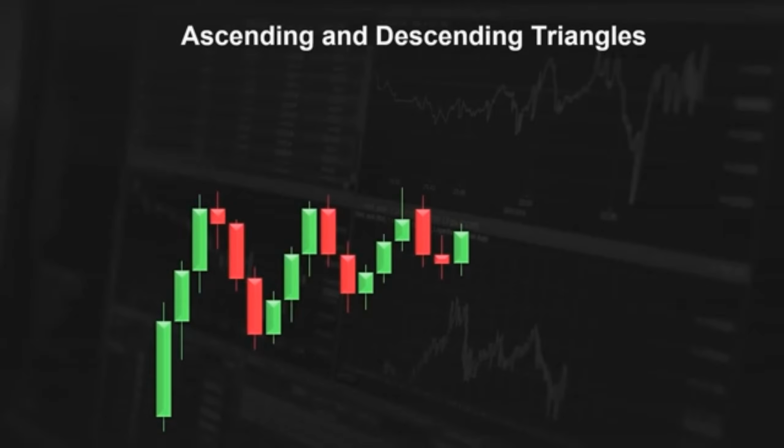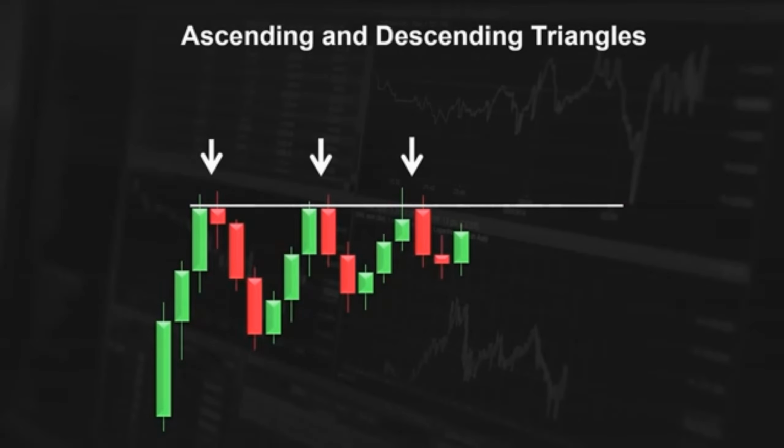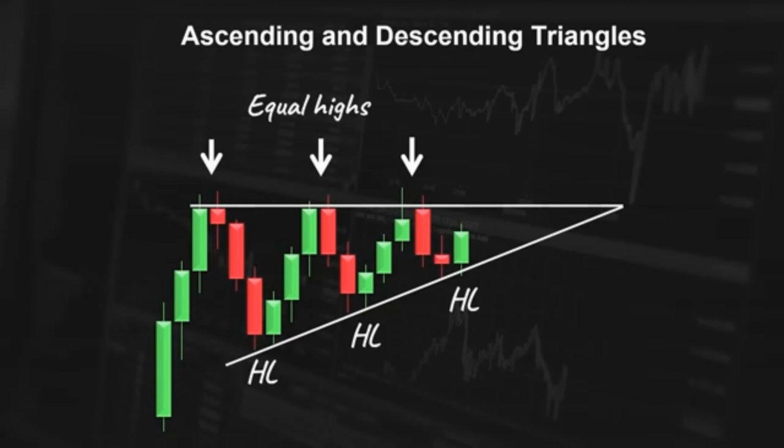Ascending triangle. The ascending triangle is formed by a horizontal resistance line at the top and a rising trend line at the bottom. The price makes higher lows while consistently testing the same resistance level. This pattern shows that buyers are gaining strength, pushing the price upward.